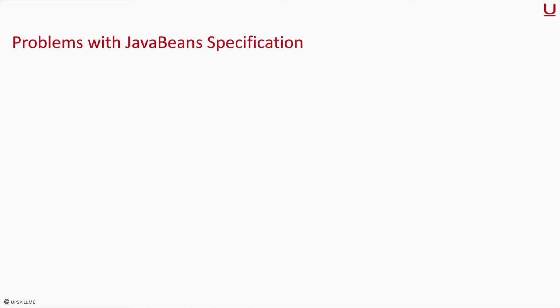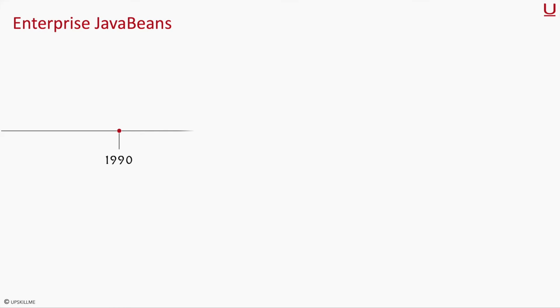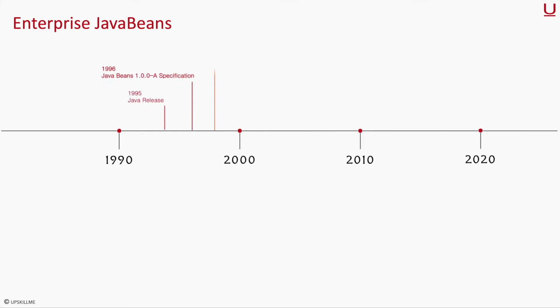The problem with JavaBeans is that they were too simple for complex application development. Any real-world application often requires features like transactional support, security management, and distributed computing. These features were missing in the JavaBeans specification. To complement JavaBeans with additional features, Sun Microsystems in 1998 came up with another set of specifications, Enterprise JavaBeans, which were part of a larger bundle which later became known as Java 2 Platform Enterprise Edition, or J2EE for short.